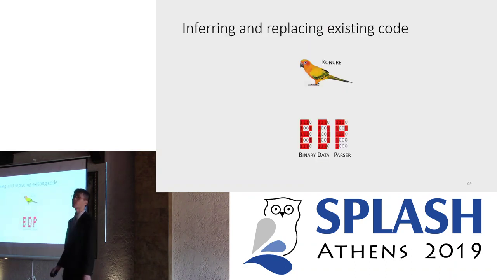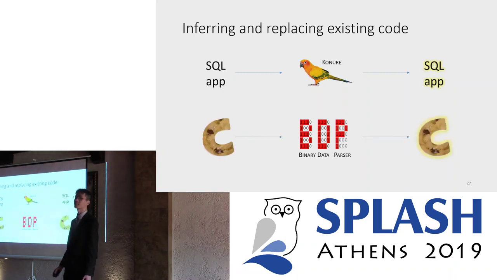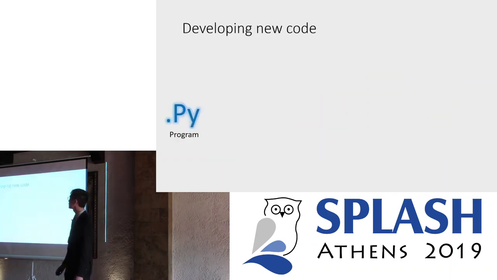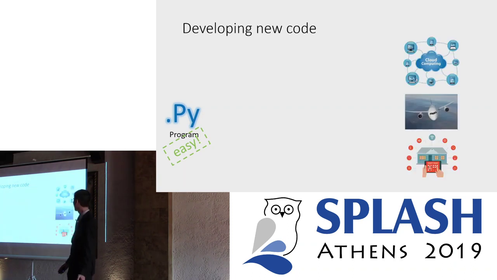So what we've seen so far has been inferring and replacing existing code. With Konya, we have a SQL application, and we get out a better SQL application. With binary data parser, we start with some crummy C application, and we get a better C application. However, we can also use active learning to generate new code. And the reason is because it's easy to write Python programs. Everyone knows how to code in Python. But coding in cloud computing, for example, or airplanes or IoT devices, those are hard.